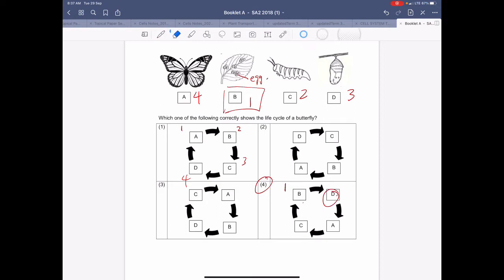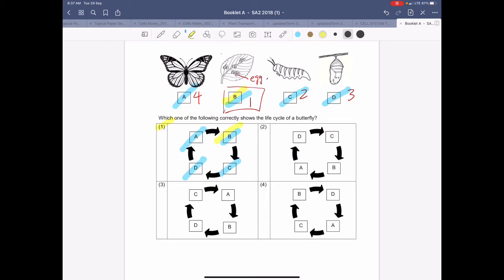So your answer in this case, the correct one should be actually 1. The reason is that you just need to follow. From B, the next one I go to must be C. And then from C, the next one I go to must be D. And then from D, the next one I go to must be A. And then from A, it must go back to B, because it's a cycle.